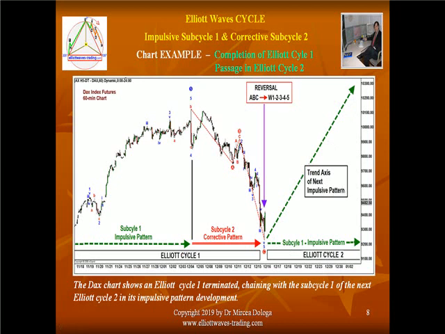The DAX chart shows an Elliott cycle 1 terminated, chaining with a subcycle 1 of the next Elliott cycle 2 in its impulsive pattern development.